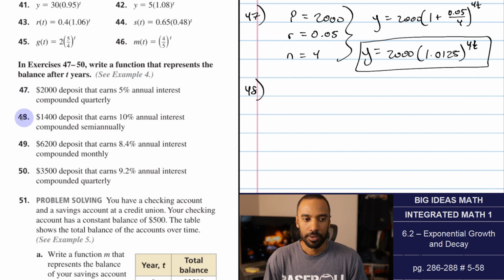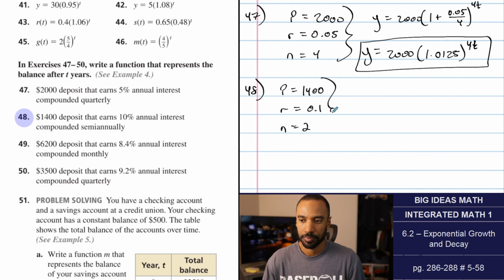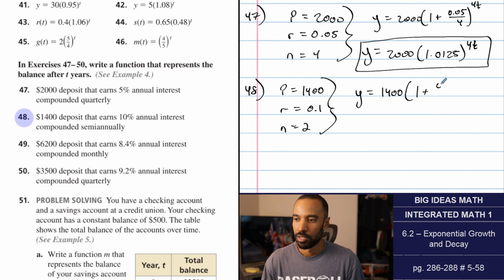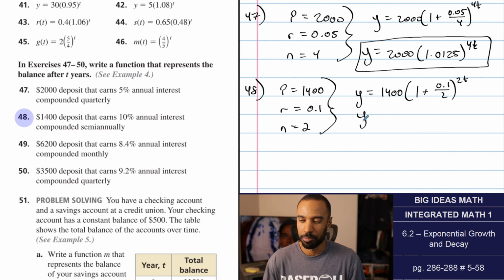Number 48. We have a $1,400 deposit that earns 10% annual interest compounded semi-annually. Semi-annually is twice a year. So principal is $1,400. R is 10%. That's 0.1 as a decimal. N is 2, twice a year. So this equation will say 1,400 times 1 plus, it's always a plus, 0.1 over 2. You should know what half of 0.1 is, to the 2t power, without a calculator, please.